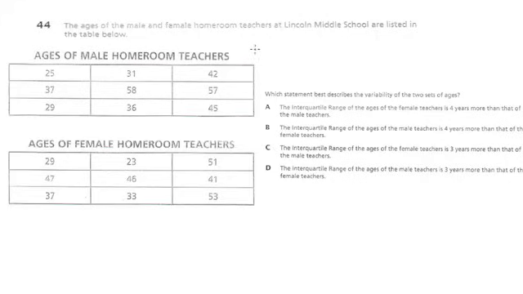The ages of male and female homeroom teachers at Lincoln Middle School are listed in the table below. So we've got male, we've got female, and it looks like they're not really arranged in any particular order. It's just a mixture of 9 numbers. Which statement best describes the variability of the two sets of ages? The interquartile range of the ages of the female teachers is 4 more than the male teachers. Okay, so it looks like everything here is about interquartile range.